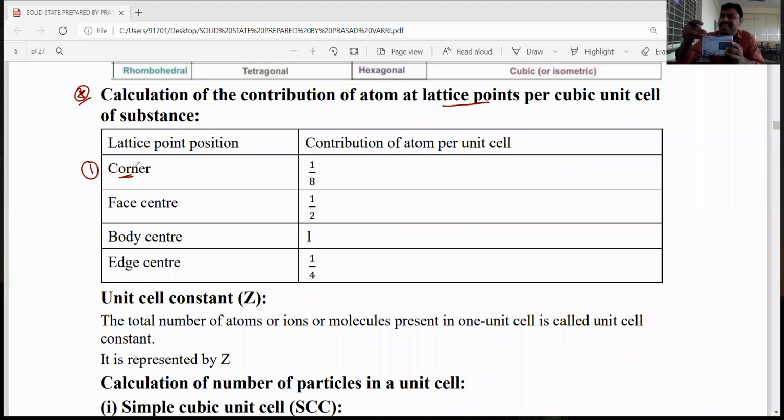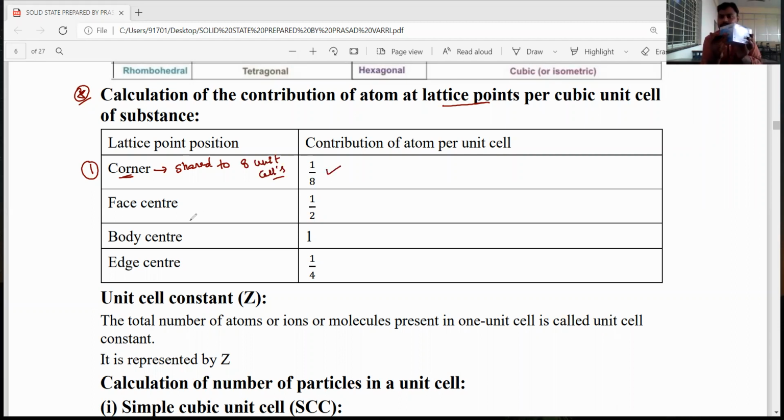Like in one unit cell, the atom is present at a corner. That atom is contributed to how many unit cells, and how much portion of that atom belongs to each unit cell? If the atom is present at a corner, this corner is shared by 8 unit cells. Okay, dear students, that's why 1/8 part of that atom belongs to one unit cell, dear students.